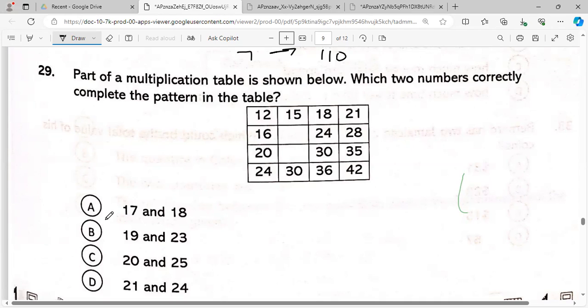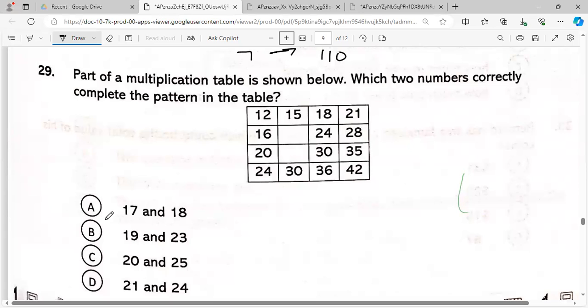All right, go ahead. Sir, I think it's 21 and 24. Do we agree, guys? No, sir, I do not agree. All right, hold on, guys.